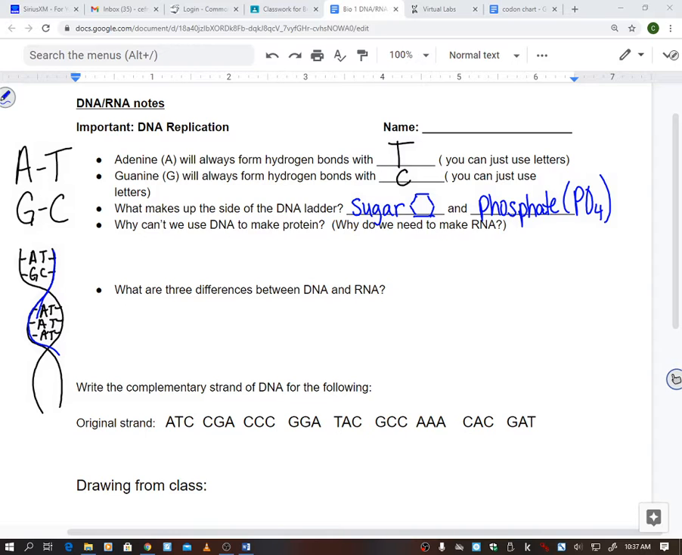All right, so why can't we use DNA to make protein? Basically, why do we need RNA? If you've heard about the vaccine, they've done a lot of talking about how they're putting mRNA into your cells to help make these proteins. So why can't we use DNA? Why do we need RNA? It's really as simple as DNA is too big, too large to fit through the nuclear pore, so we could say to get out of the nucleus.